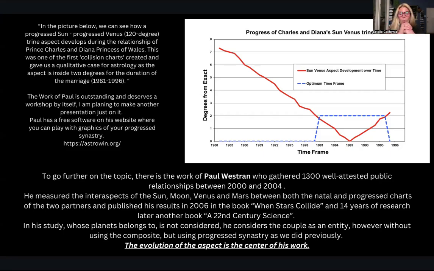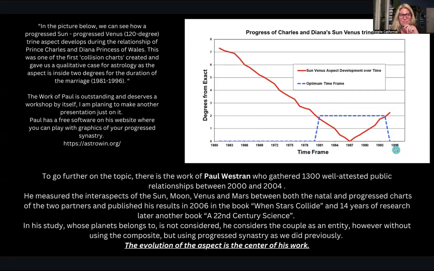So all his work is based on the evolution of the aspect. In the picture below, we can see how the progressed Sun and progressed Venus, a trine aspect, develops during the relationship of Prince Charles and Diana, Princess of Wales. This was one of the first collision charts created and gave us a qualitative case for astrology, as the aspect is inside 2 degrees for the duration of the marriage. So 1981 that we have here, 1996 that we have here.